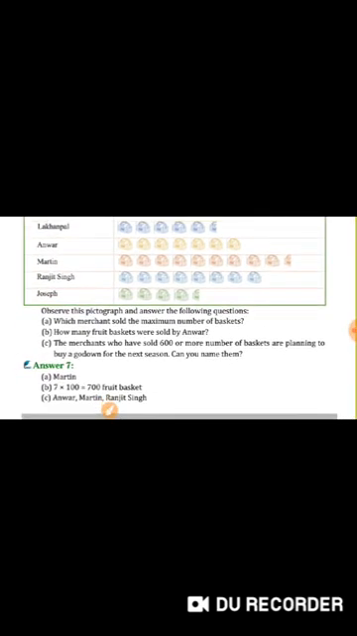Then the merchants who have sold 600 or more baskets are planning to buy a cordon for the next season. Can you name them? So Anwar, Martin, Ranjit Singh. They have 600 or more, because 6 is 1, 2, 3, 4, 5, 6. So who are there? Half is not related. That's why Anwar, Martin, Ranjit Singh.